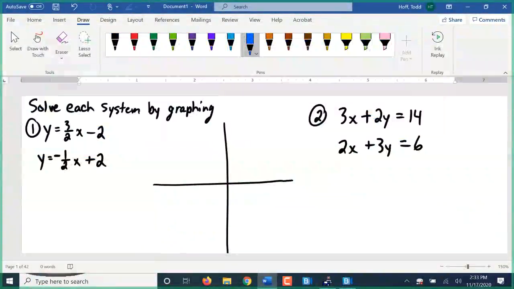So for each of these systems, we want to graph them and see what the solution is. For the first one here, I'll graph this top equation in blue. That's saying we start out going down 2 from the origin, right there. From there we go up 3, rise 3, and run 2. We'll draw our line through those points.